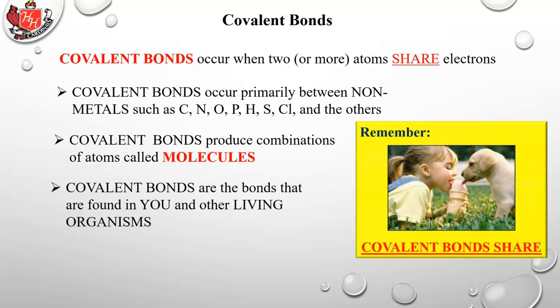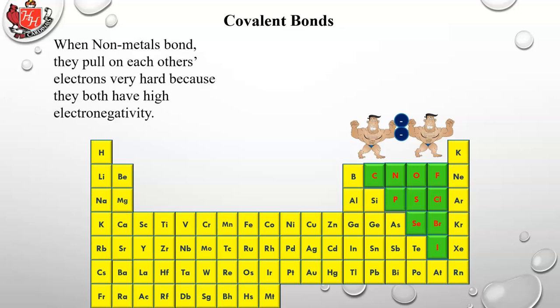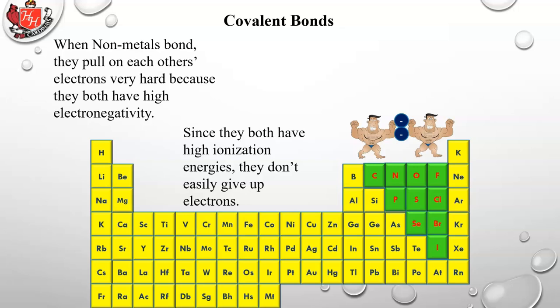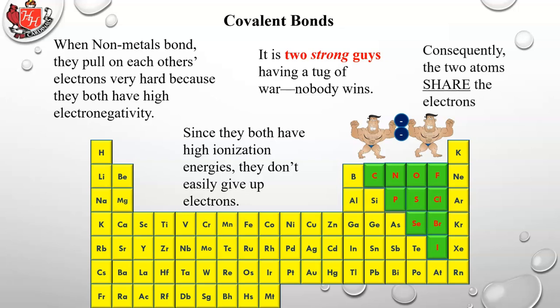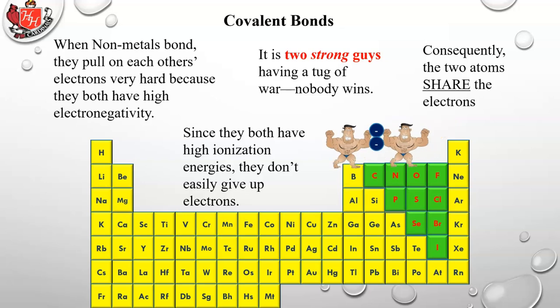So covalent bonds share, just remember that. When nonmetals bond, they pull each other's electrons very hard because they both have high electronegativity. Since both have high ionization energies, they don't easily give up electrons. It's two strong guys having a tug of war. Nobody wins. Consequently, the two atoms share electrons. So just have that image stuck in your mind. Two strong guys having a tug of war, they have to share the electrons.